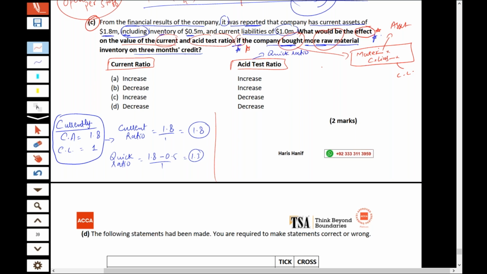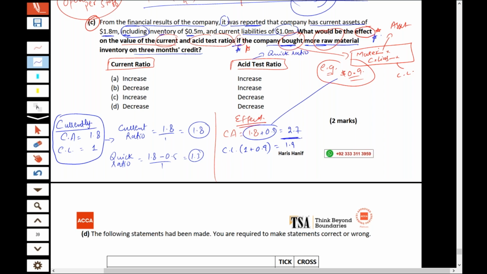Now just imagine the amount. Let's say I am assuming a random figure, 0.9. What would be the effect? My current assets would be 1.8 plus 0.9, my newly bought materials, which becomes 2.7, and my current liability would be 1 plus 0.9, additional, that is 1.9.